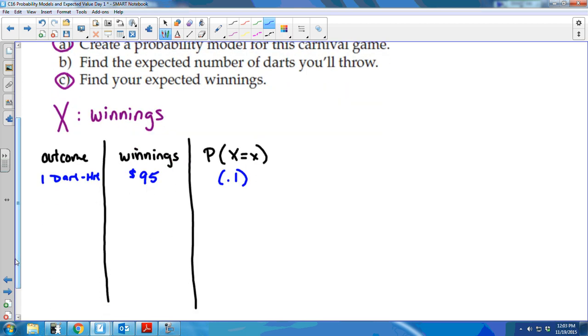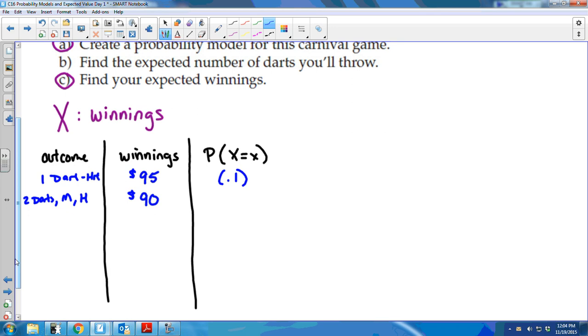All right, next outcome. You throw 2 darts because you missed the first one, but you hit on the second one. Okay? So you hit the balloon, you win $100, but you've now paid how much? $10. And so how much are you going to win? 90. Now this probability to think about for a second, it's 2 individual independent events, right?